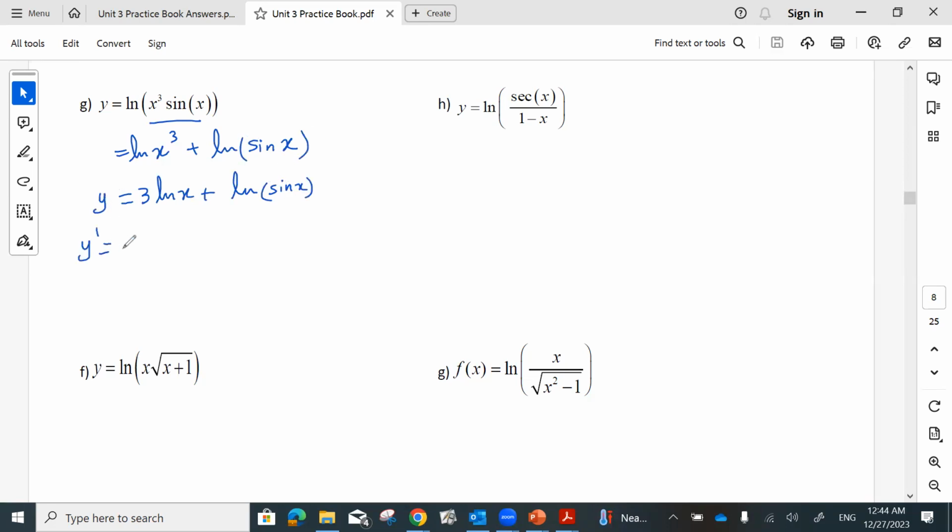Now the derivative is 3 times 1 over x, ln x, plus ln sin x is 1 over the function times the derivative of sine, which is cosine x. So the final answer, 3 over x plus cosine over sine is cotan x. So this is the answer, 3 over x plus cotan x. Easy? Yes, quite easy.